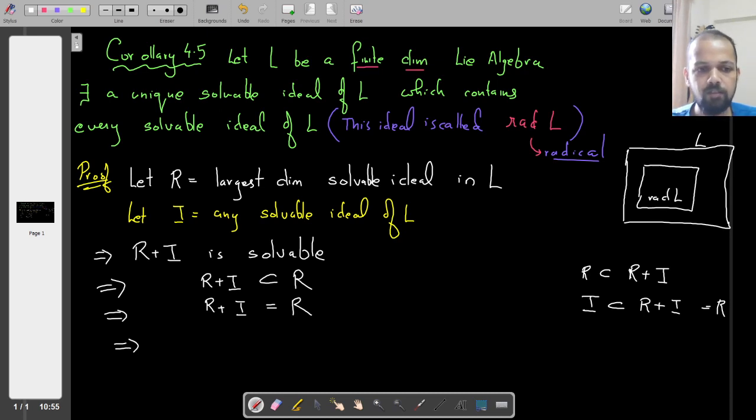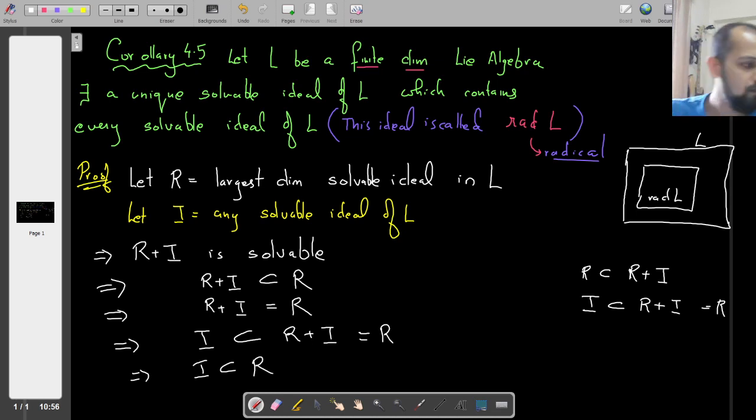So this implies I, which we know is contained inside R plus I, is equal to R. So this implies I is contained inside R, and that proves this particular result.